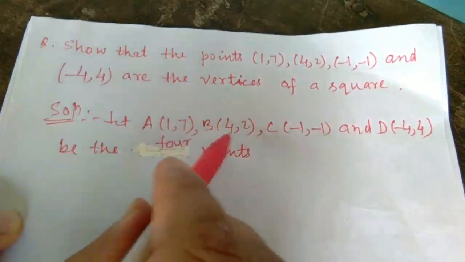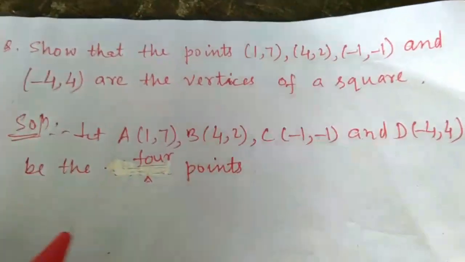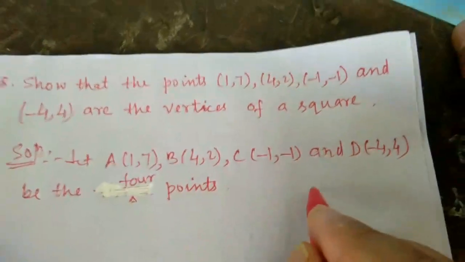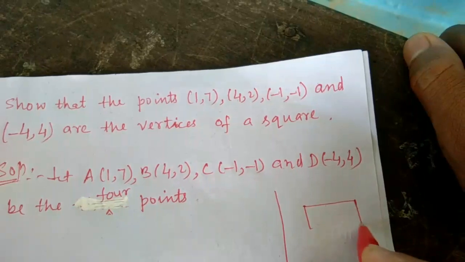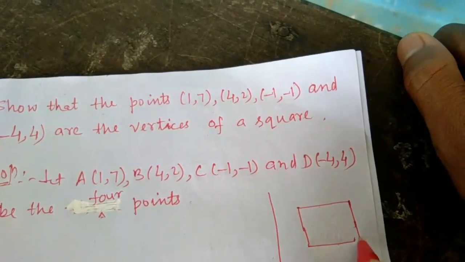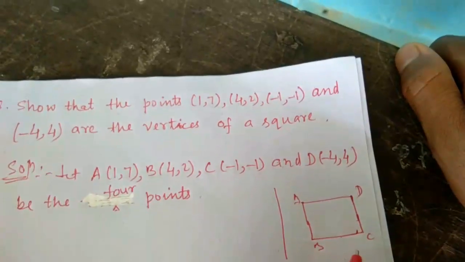Now we have to find AB, BC, CD and DA. You see the figure, no need to draw it, I am just showing you in the graph. We have to show whether this figure ABCD is a square or not.